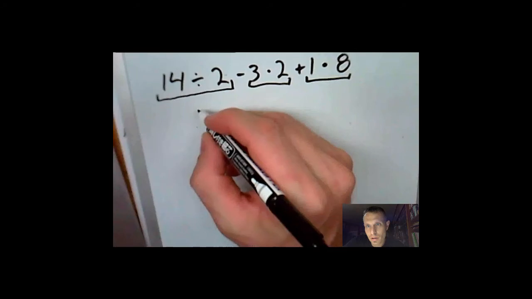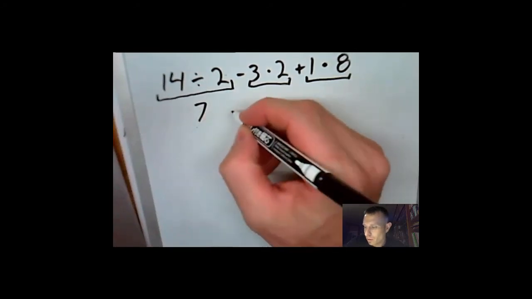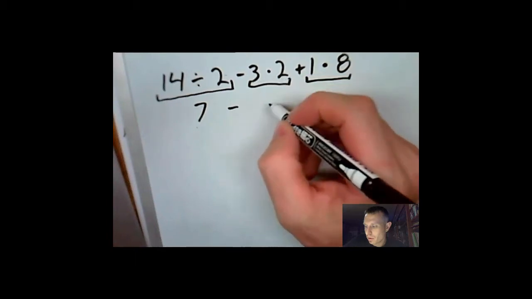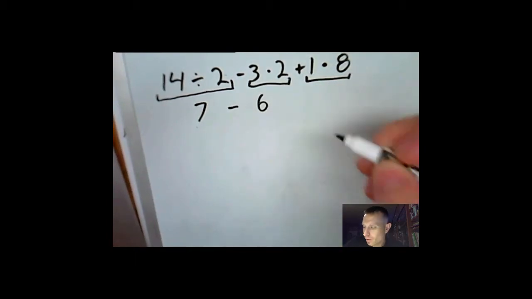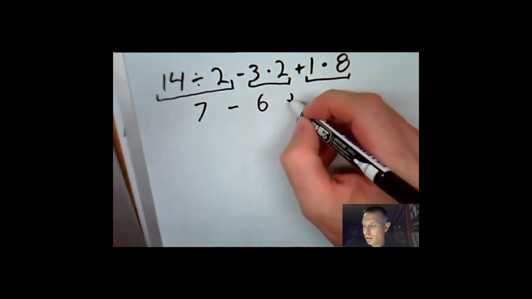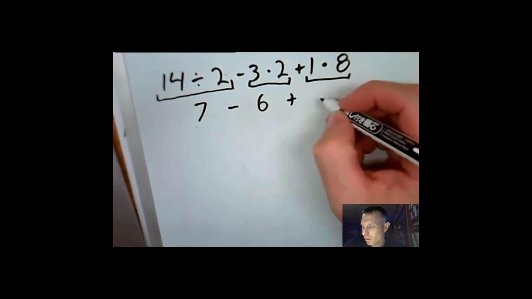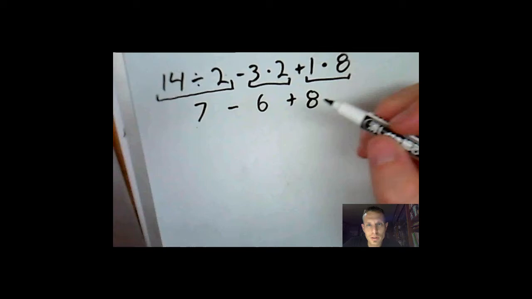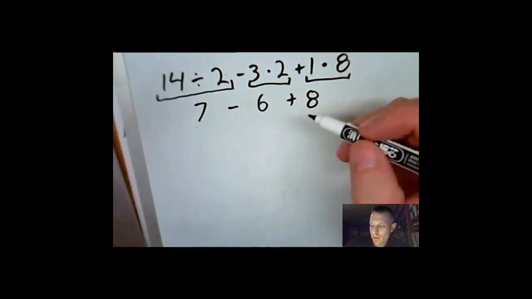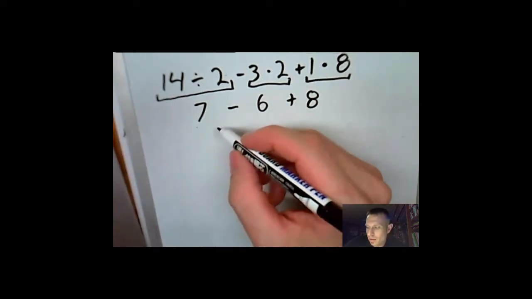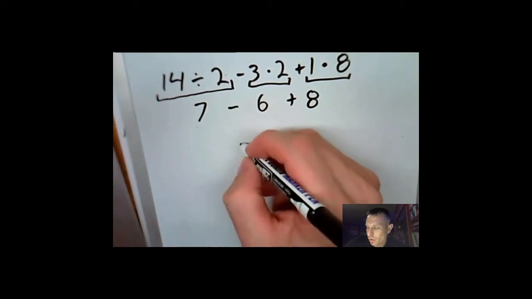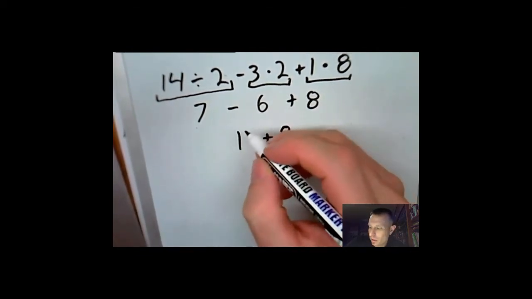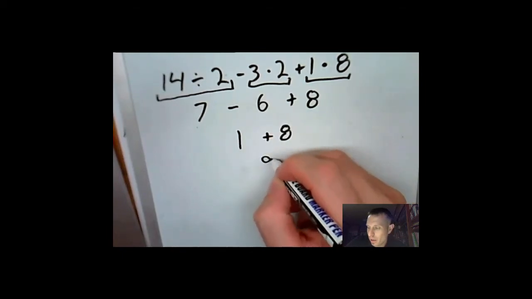14 divided by 2 is 7. We'll bring down this minus sign. 3 times 2 is 6. We'll bring down this addition sign. 1 times 8 is 8. And now next we'll do addition and subtraction. And so we have 7 minus 6 is 1. We'll bring down the plus 8. And then 1 plus 8 is 9.